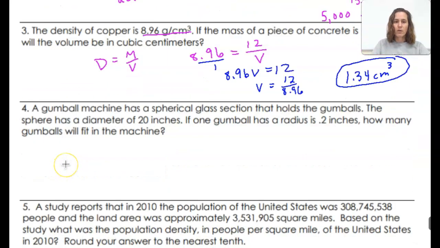Number 4, we have a gumball machine, spherical glass section that holds gumballs, which is also spherical. They tell us the diameter of the sphere is 20 inches, and the radius of one gumball is 0.2 inches. How many gumballs will fit in the machine? Well, we have the volume of the larger sphere, okay? And we have to figure out the volume of the gumball. And when we know the volume of each, then we can divide the number of gumballs into the sphere.